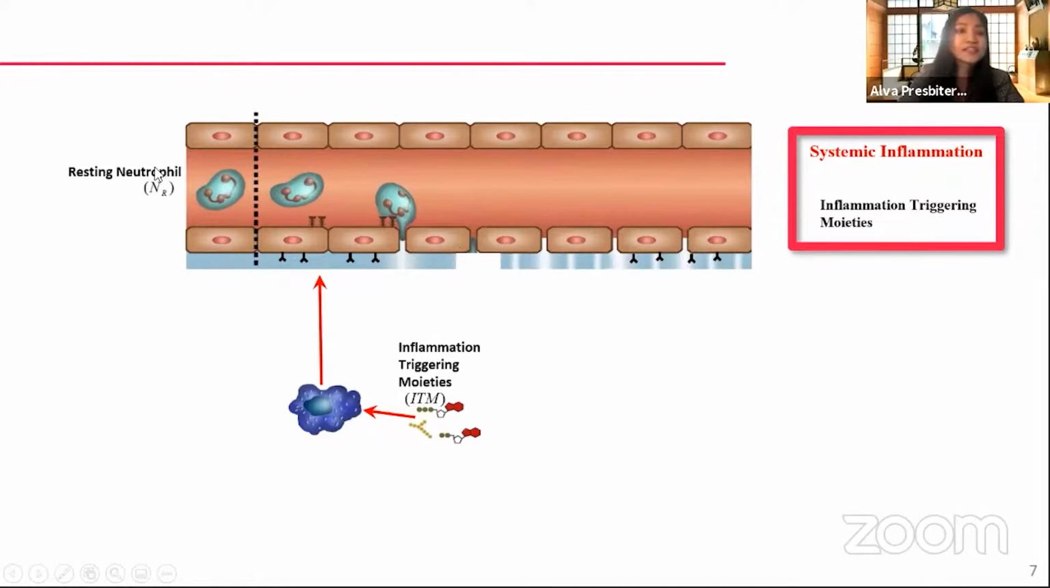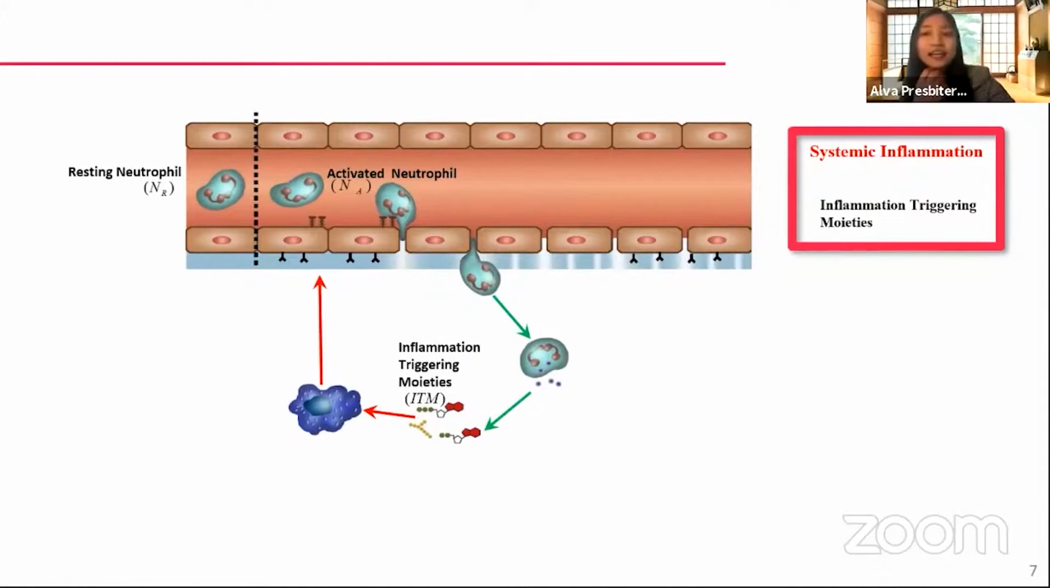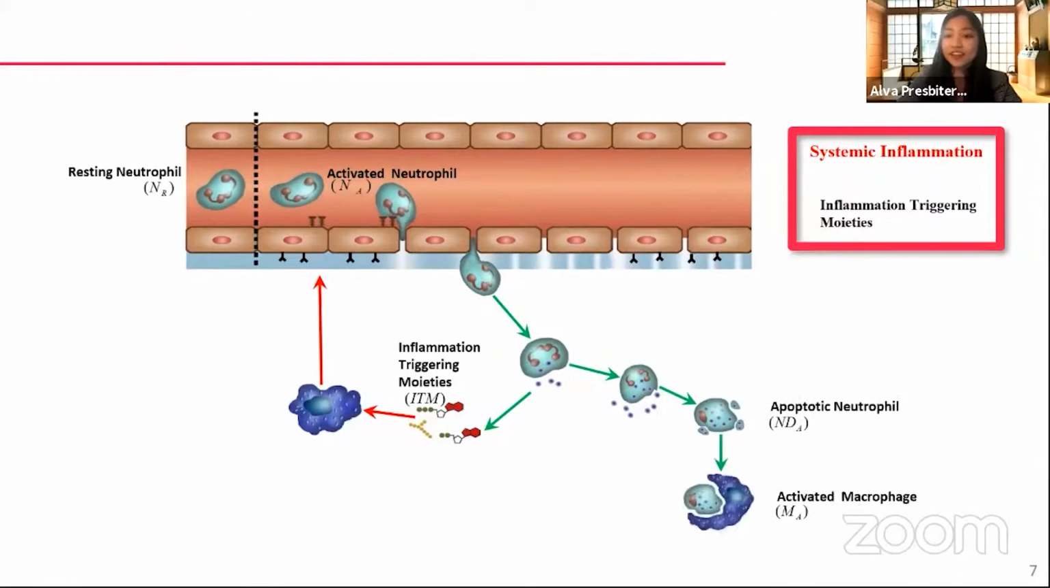And after this, these resting neutrophils, which are found in the bloodstream, would pass right through the endothelial barrier and go to the site of inflammation, where they would try to neutralize the ITMs. If these ITMs are already neutralized, they would go into a programmed death called apoptosis. After which, the activated macrophages would engulf these apoptotic neutrophils and the body is happy again. So the body is healthy.